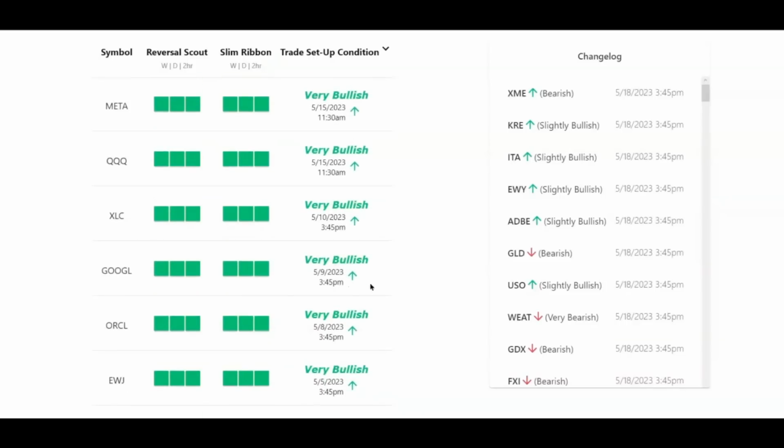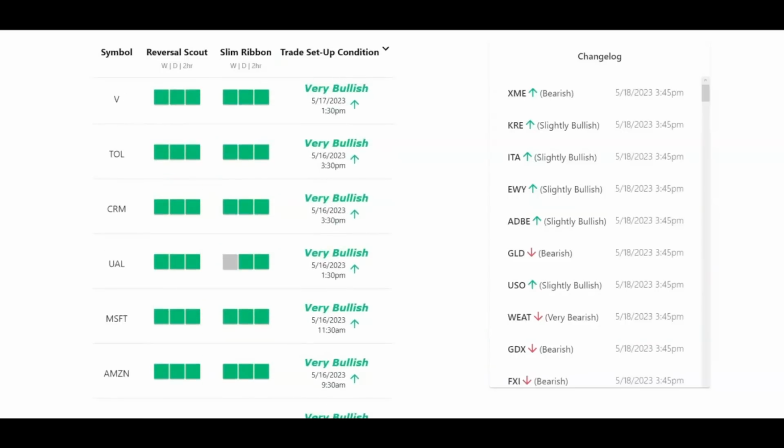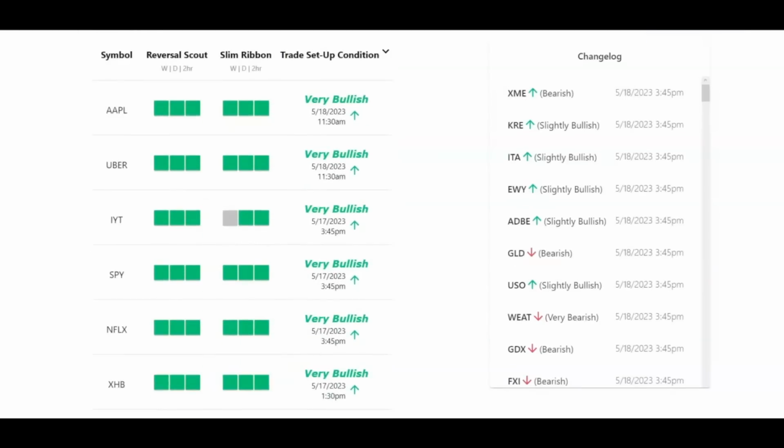You could see Google turned very bullish on May 9th, Oracle very bullish on May 8th. So these things have been bullish, and some of them went from bullish to very bullish, as you can see. Let's take a look at the ones that are in bearish, very bearish condition.